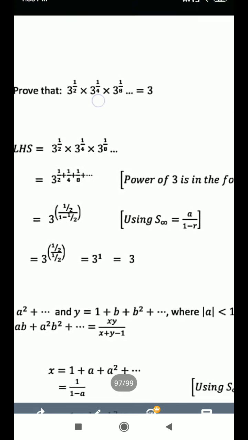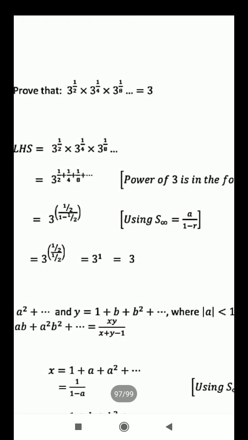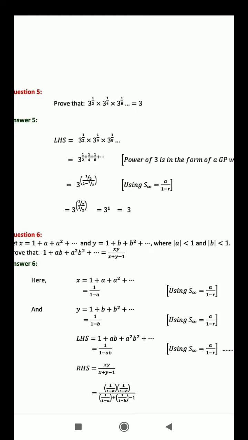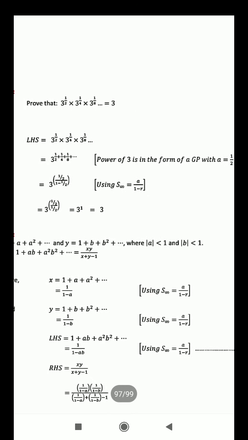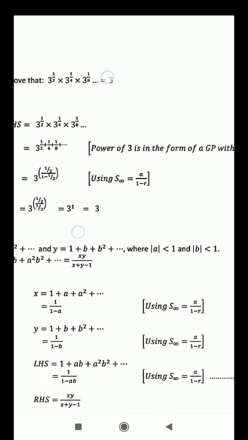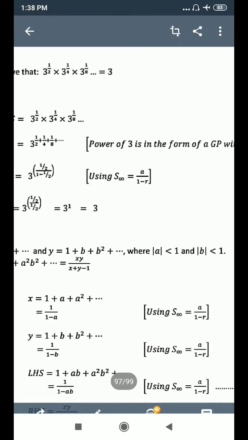The base is 3. When base is same, then powers are actually added. So in all these, base is 3 and powers on 3 are 1 by 2, 1 by 4, 1 by 8. So what do you have to do? You have to add the powers on 3. This thing and this thing are same.